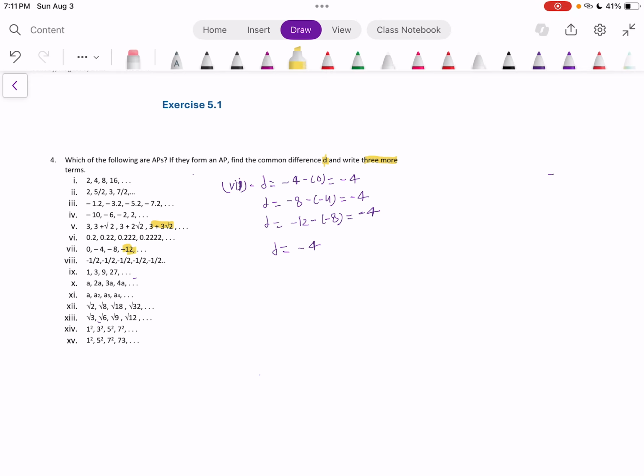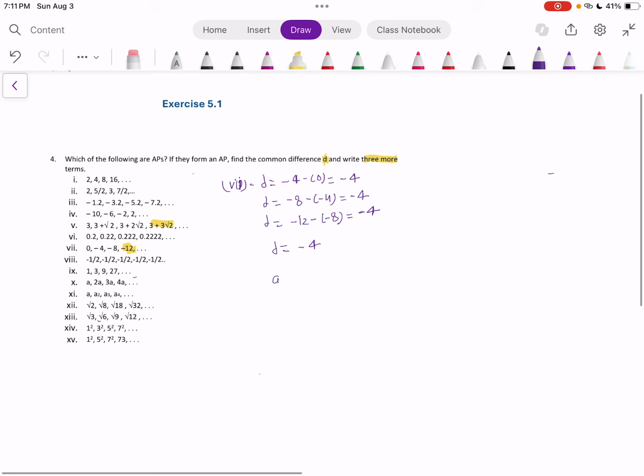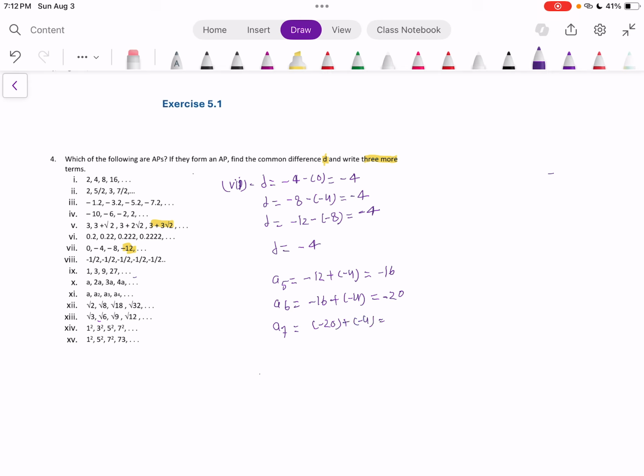The last term, the fourth term, is negative 12, so we will calculate the fifth term, which is going to be negative 12 plus negative 4, negative 16. Negative 16 plus negative 4 is negative 20, and negative 20 plus negative 4 is going to be negative 24.